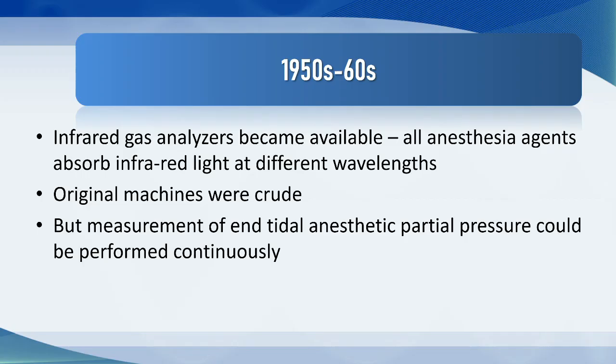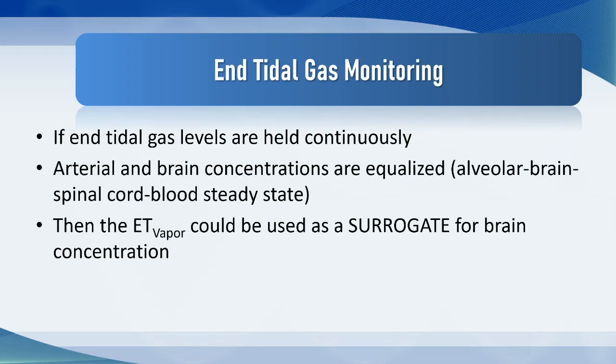And although those machines were relatively crude and they were influenced by carbon dioxide, they were nonlinear in response, and they were insensitive, we could now continuously measure end-tidal anesthetic partial pressures. And we knew that if end-tidal gas levels were held continuously, the arterial and brain concentrations equalize. That's the alveolar brain spinal cord blood steady state that I mentioned previously. Consequently, the end-tidal vapor concentration could be used as a surrogate for brain concentration.